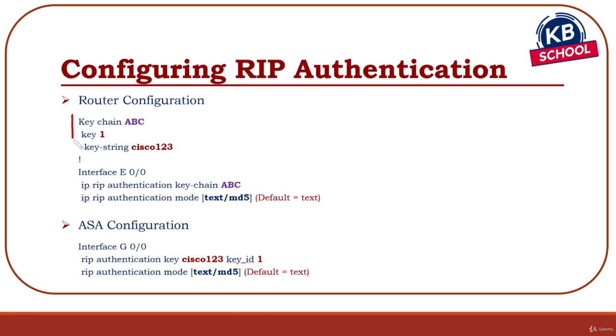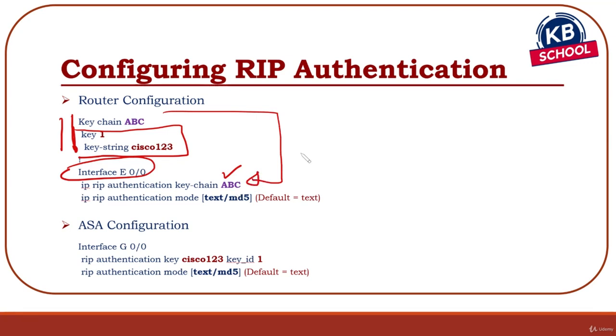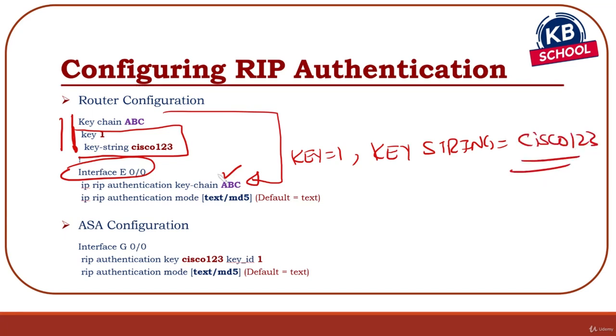On the router, I've created a keychain called ABC. ABC has two components, which are the key ID, which is 1, and the password or the key string called Cisco123. I go under the interface and I say IP RIP authentication keychain ABC. So I'm applying this keychain to the interface, which applies the key ID of 1 and a key string of Cisco123. It's applied to my interface. Besides that, I need to specify my mode. If I want to change it to MD5, I need to put the command in. If I want to leave it at the default, I don't need to put this command in.